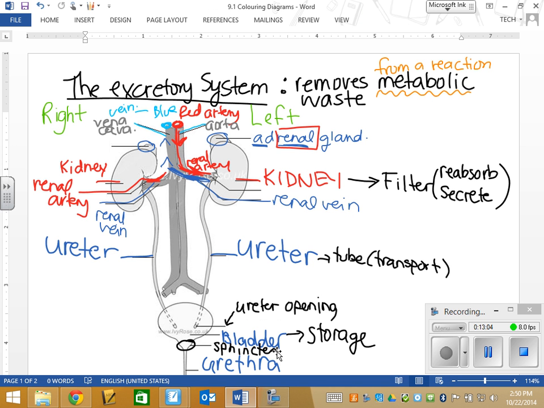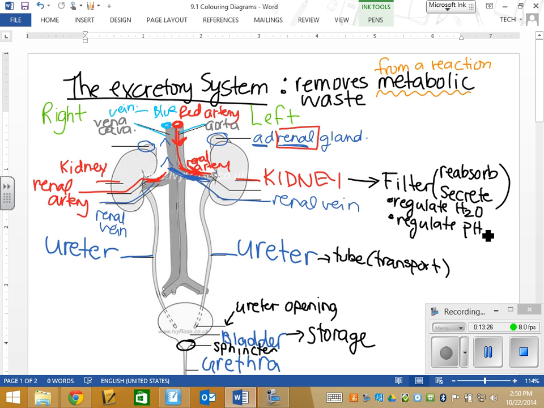So your kidney's main job is to filter things. And we'll see that your kidney actually does a couple of other things too. It doesn't just filter. It also helps regulate water levels and regulate pH. Now we'll talk about those at the end after we talk about the filtering process, because that's its major function.